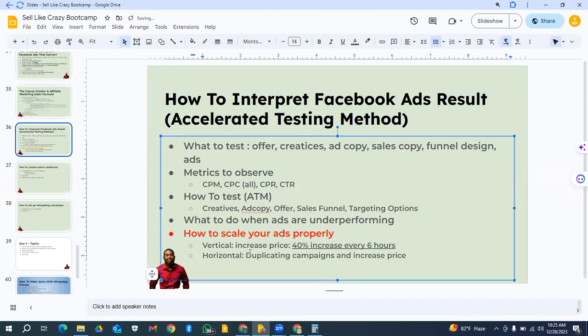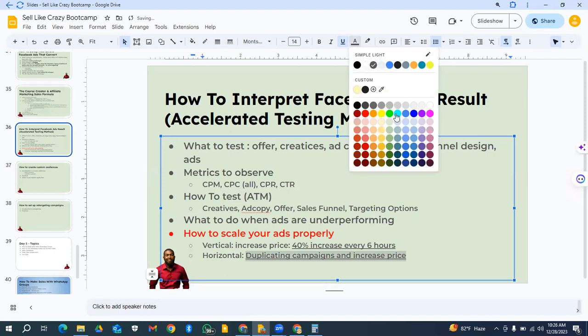Okay, so you duplicate campaign and you increase the price. You duplicate campaign and you increase the price. That is how you do your vertical scale, right?